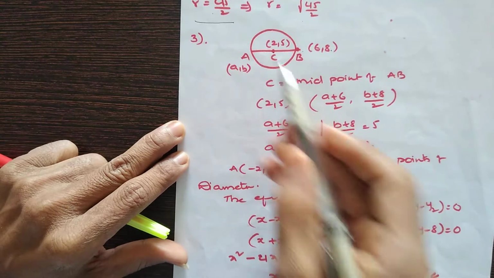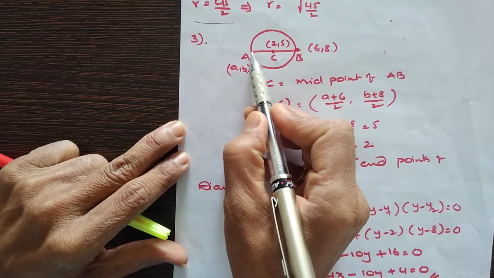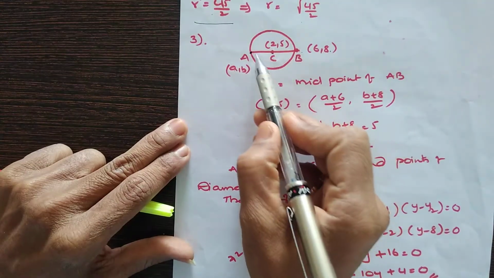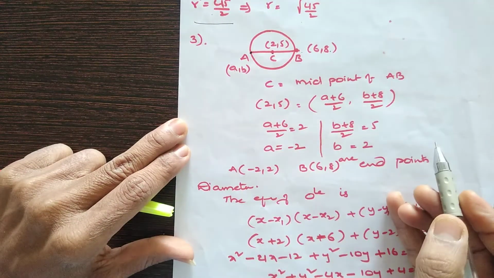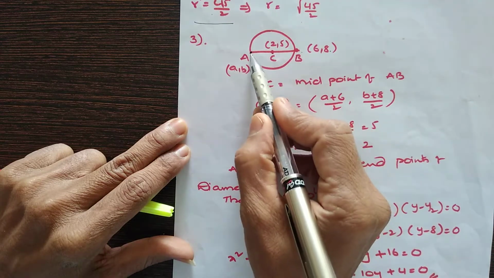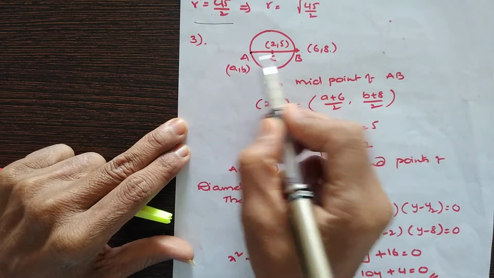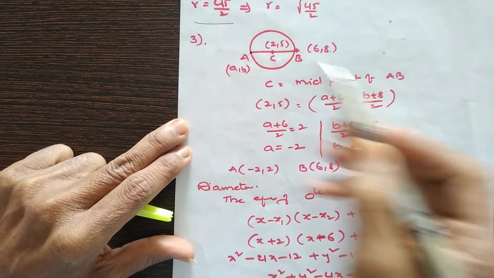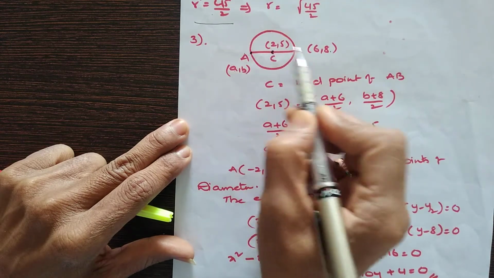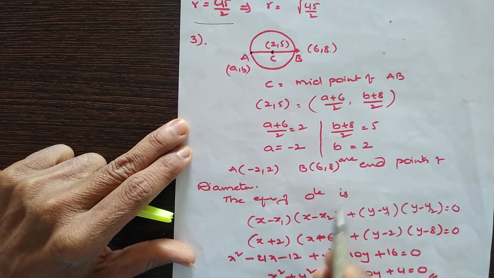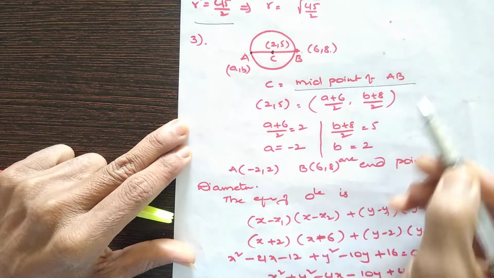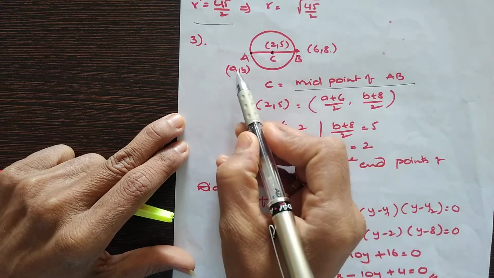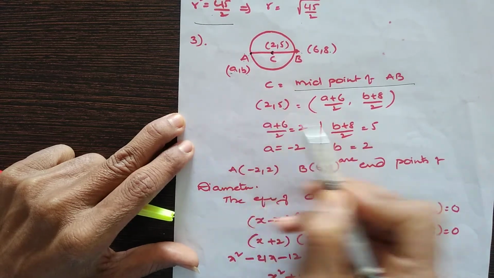Okay, now see, I am taking one more point A comma B over here. Now this is the diameter, AB is the diameter if I take. So the ends of the diameter, if you know these 2 points, you can easily find the equation of the circle. C is the midpoint of AB. Why? Because this is the center of the circle. So C is the midpoint of AB. Given C is equal to 2 comma 5. Let us assume this point A will be A comma B.